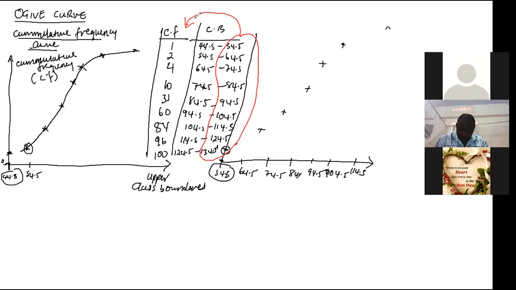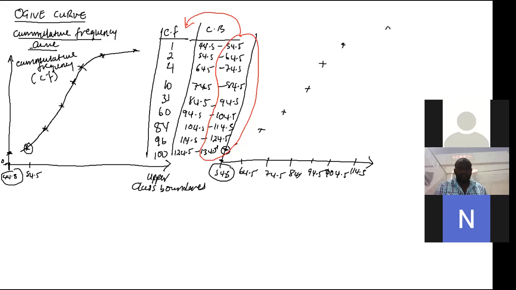Teacher, when do we start drawing from the y-axis? We start from the y-axis if the value you're starting with is 54.5. But if it is starting with 44.5 like this one, then this value is slightly away. So the starting point will be here. But if this is the beginning point on the x-axis, then the first point will be on the axis.